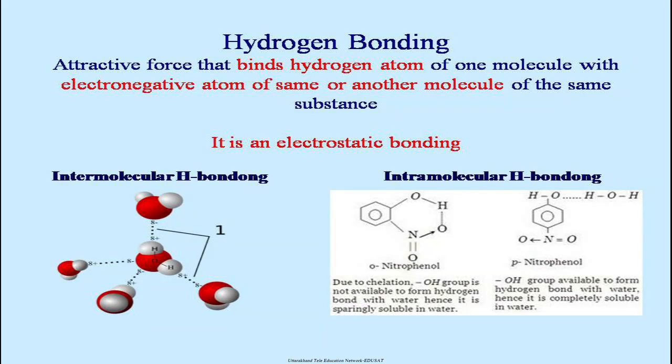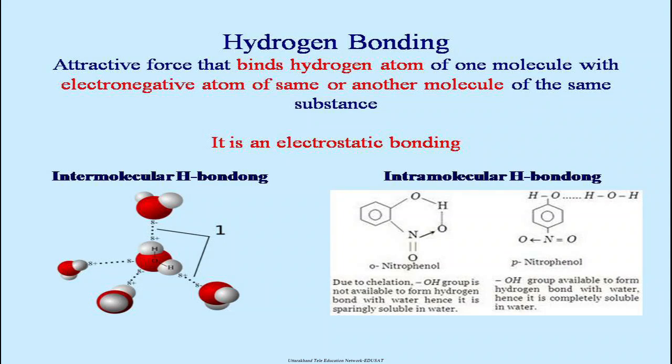Here it is orthonitrophenol. It contains OH at one side and NO2 at another side. Here the oxygen of the NO2 group gets attracted to the hydrogen of the OH residing at another place. So this type of bonding takes place within one molecule. This is called intramolecular hydrogen bonding.